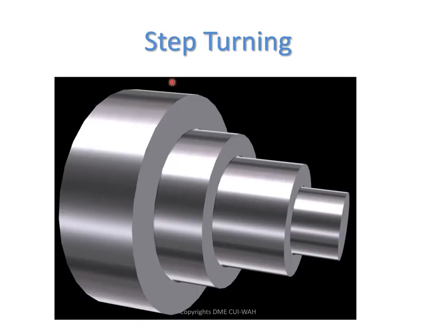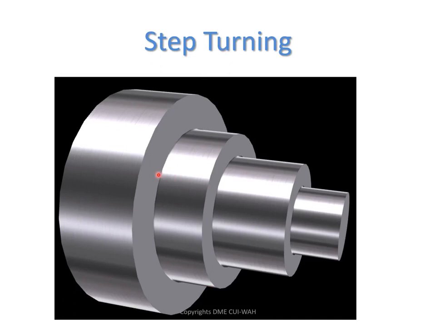Now the first thing we will discuss is what step turning is. Step turning is the operation in which material is removed from the workpiece to obtain various steps of different diameter. Here you can see this is our workpiece, and each step has a different diameter. For this experiment we will use diameters of 40, 20, I think 18, and 12 mm. So there are different steps of different diameters. For this purpose, the operation used is known as step turning.